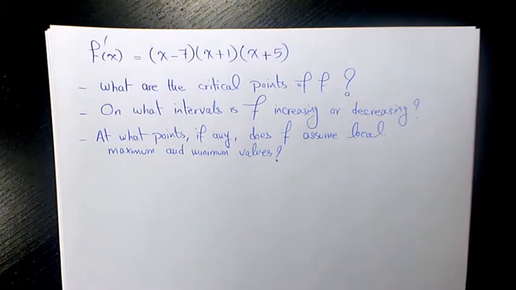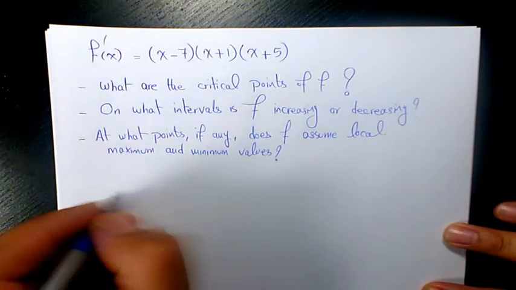Welcome to another video. In this video I want to talk about critical points, interval of increase and interval of decrease, and also local minimum and local maximum. Here we have f prime x, which is the first derivative of f of x, the function f, and f prime x equals x minus 7 times x plus 1 times x plus 5.